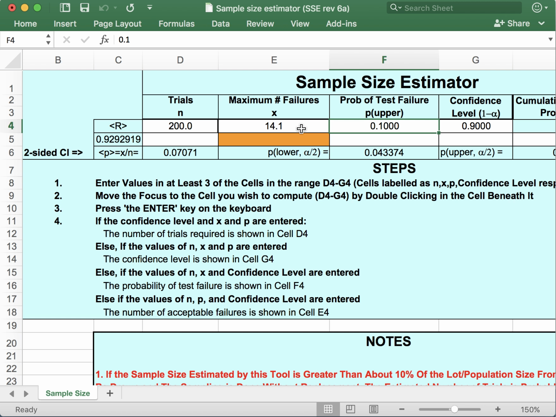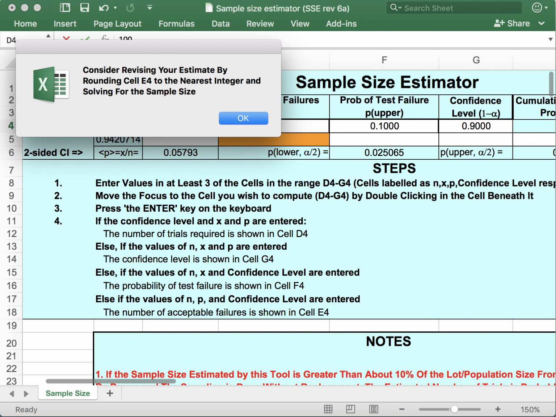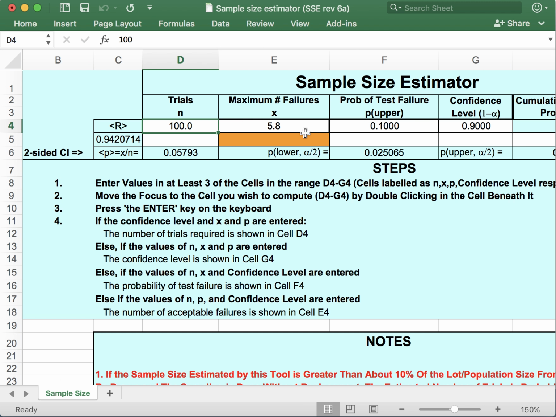We can allow up to 14.1, so 14 failures to occur to achieve this, given the confidence level and given the number of samples we have. Or you could say, well, if I want to use less, I'll put in 100 instead. I can allow up to 5.8, so essentially, up to 6 failures.